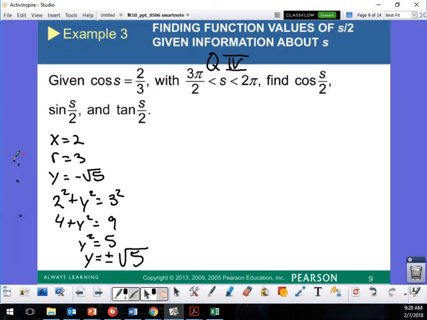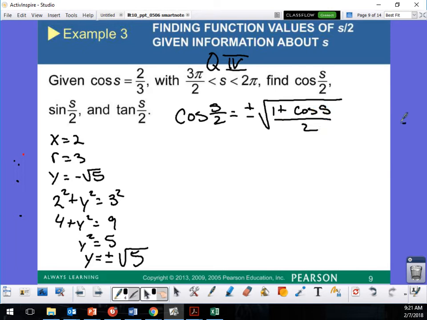So I'm going to go back and look at my cosine of S over 2. S divided by 2, that's my angle divided by 2. That means it's a half angle. The formula for the cosine of S over 2 is plus or minus the square root of 1 plus cosine of S, over 2. Yes? This is from your formula page, right? So we're just plugging stuff in now.